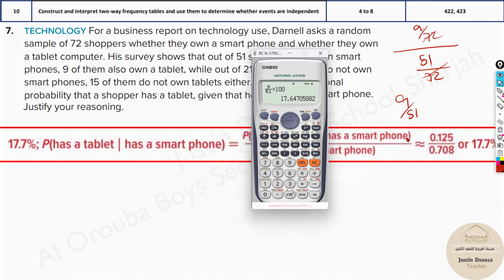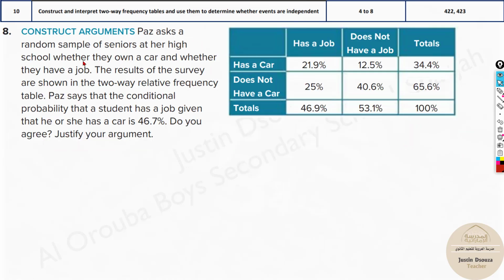Paz asks a random sample of seniors at a high school whether they own a car and whether they have a job. The results of the survey are shown in a two-way frequency table. Paz says that the conditional probability that a student has a job, given that he or she has a car, is 46.7%. Do you agree? So we need to just check this answer.